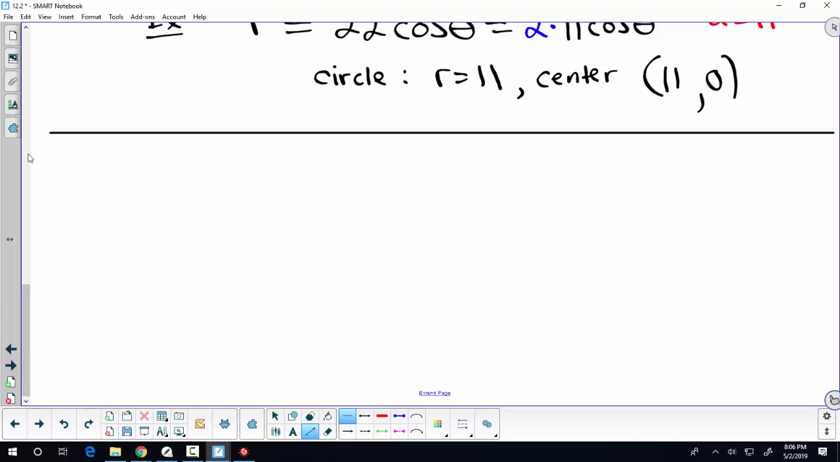So you could, like, if that were negative 22, let's say, you could go through the same process and you would find that the radius is still 11 because we're squaring these things.